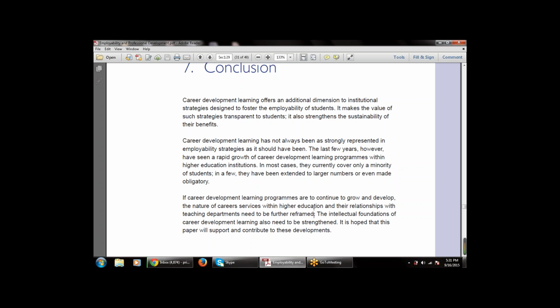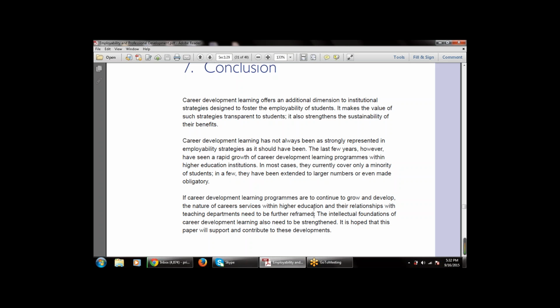Suppose I am teaching you in an online mode and you are studying in the online mode. But if I'm talking about five years before, that was not the case. There may have been online teaching, but it was not popular at that time. Nowadays it is very popular, and this is also one of the strategies used for career development learning.